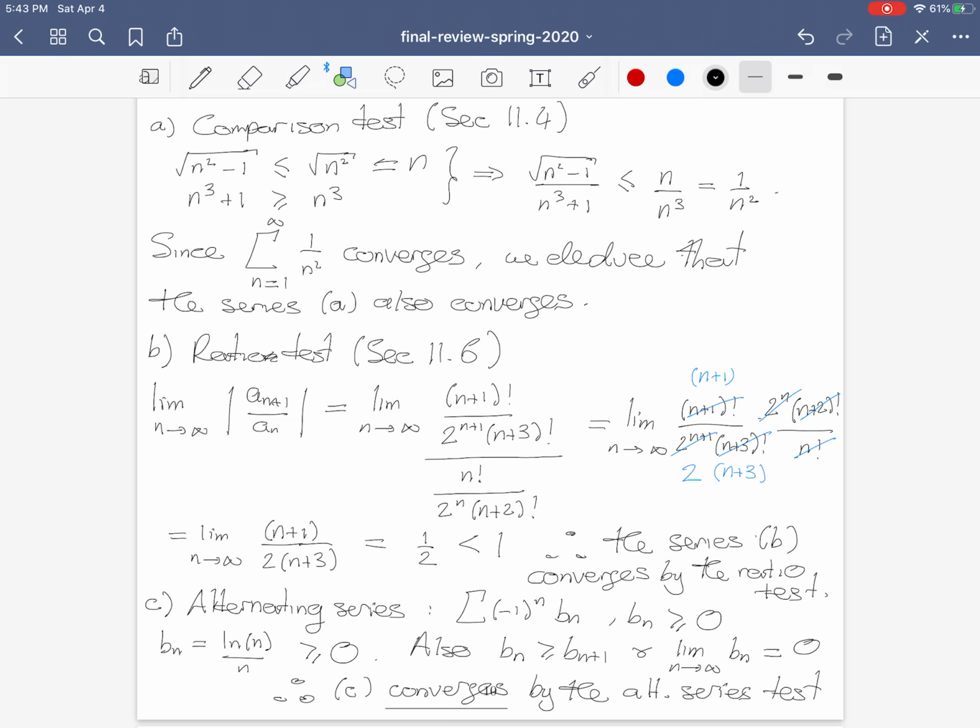So remember, for the alternating series test, you need to have a series where the sign of the terms is alternating. So it should look something like this, (-1)^n times b_n, where b_n is greater than or equal to 0. And then the conditions of the test are that the terms are decreasing and that their limit is equal to 0. Both of these properties are satisfied in our case. So therefore, our series converges by this test.